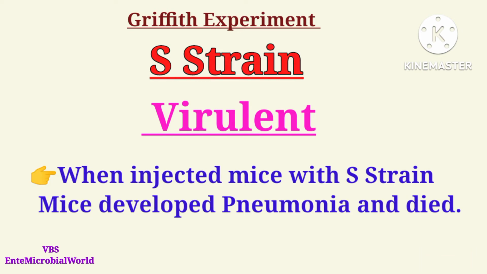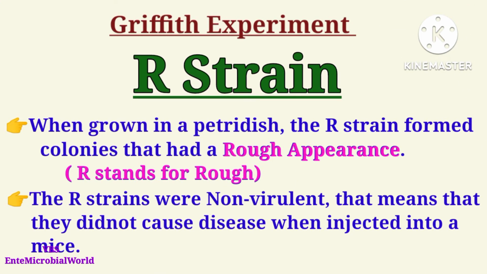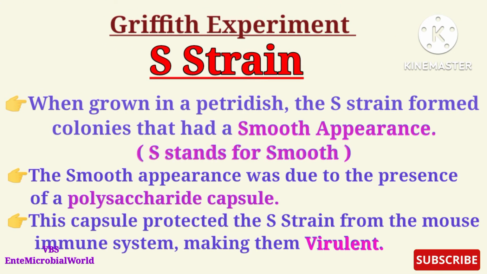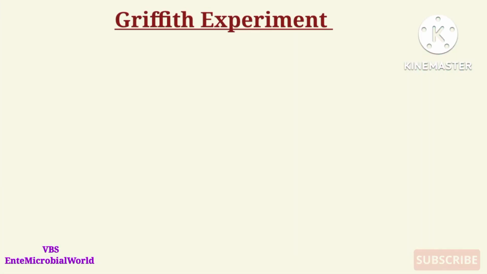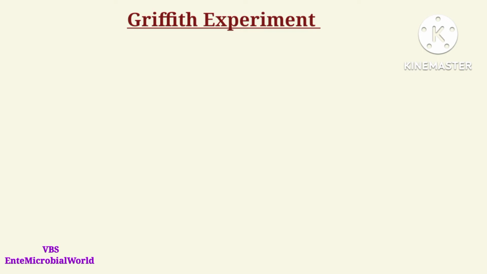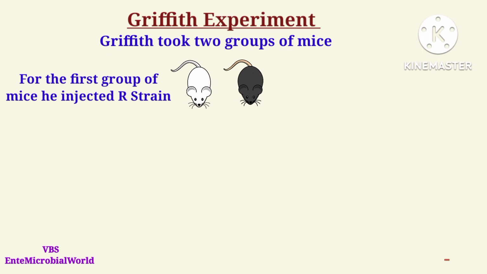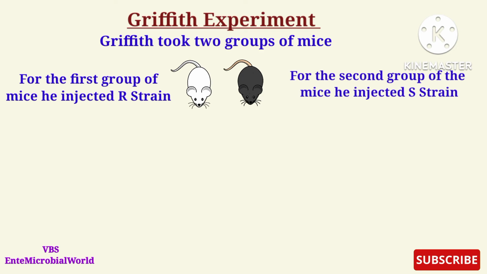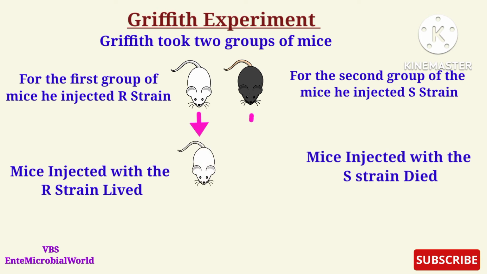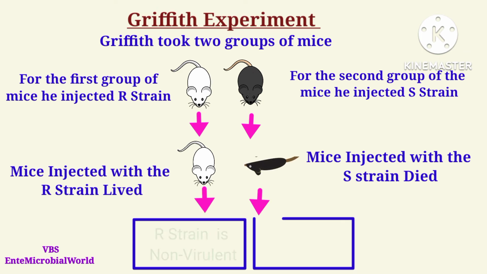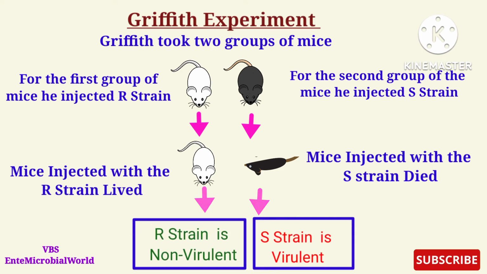Friends, up to this we learnt what is R strain and what is S strain. Next, we are going to see the outline of the Griffith experiment. Griffith took two groups of mice. For the first group of mice, he injected R strain, and for the second group of mice, he injected S strain. Mice injected with R strain lived, and mice injected with S strain died. We know the reason, because R is non-virulent and S is virulent.